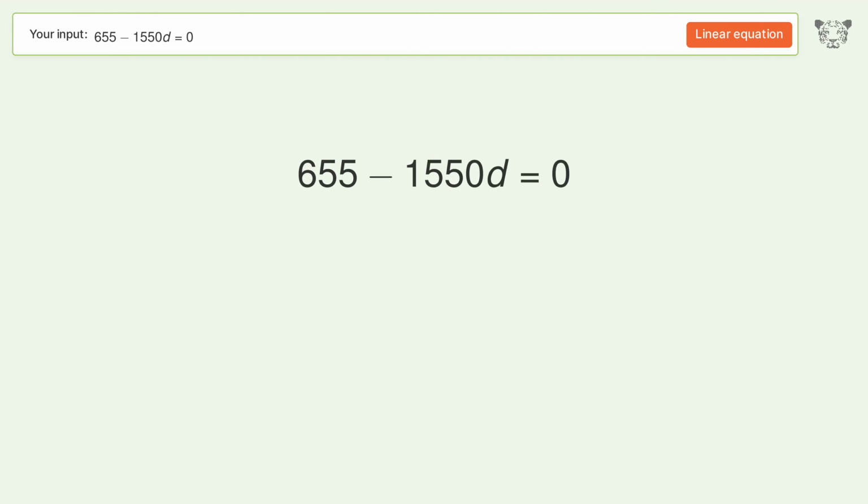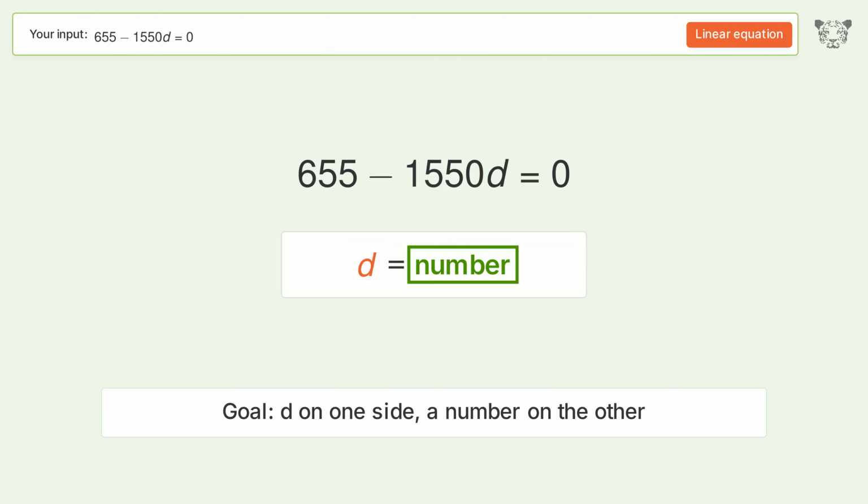Here is the linear equation we are asked to solve. 655 minus 1550 times d equals 0. Solving means leaving the variable alone on one side, with a number on the other. Let's do this step by step.